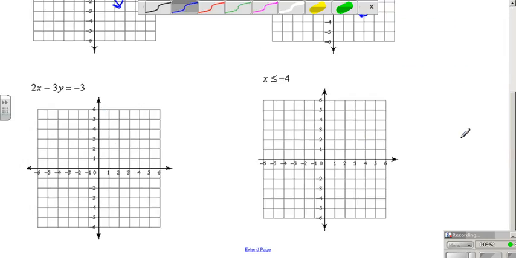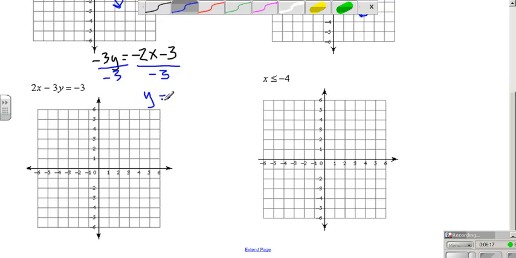Now, this next example isn't in slope-intercept form, so I need to solve this first for y. So I'm going to have negative 3y is equal to negative 2x minus 3. So I just subtracted 2x from both sides. Now I'm going to divide everything by negative 3. Remember to divide both pieces by negative 3.